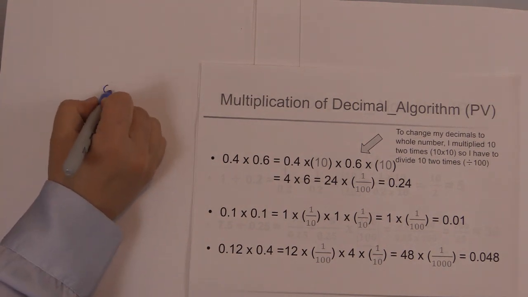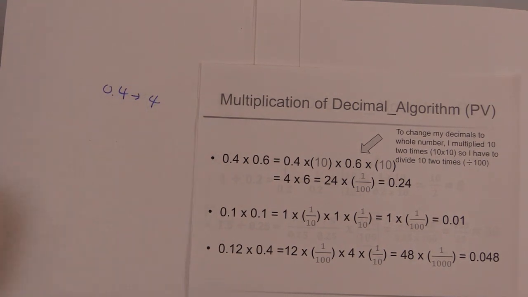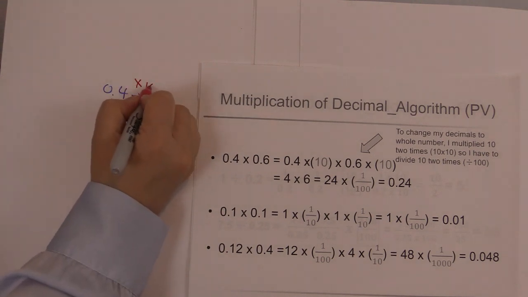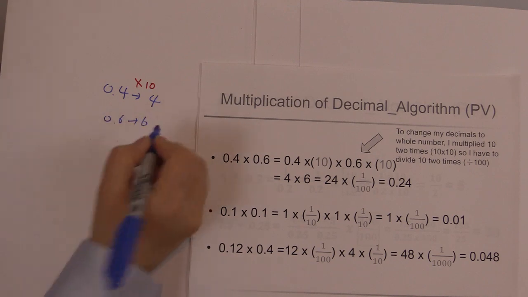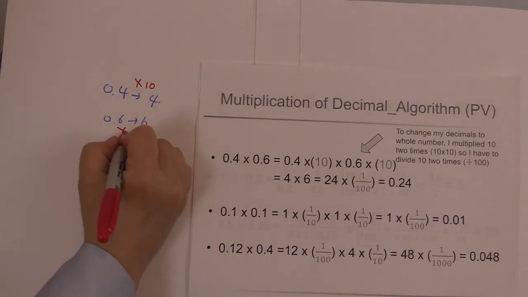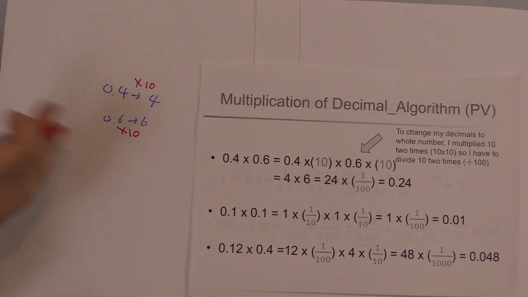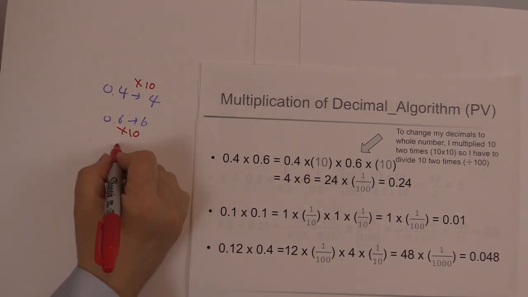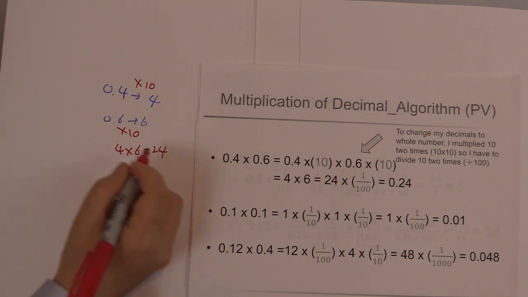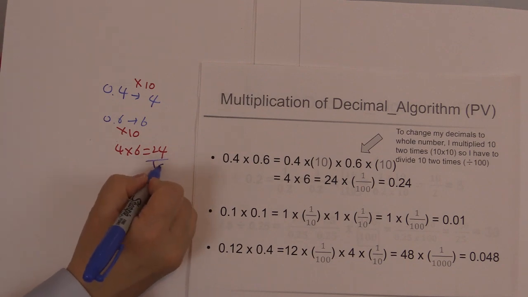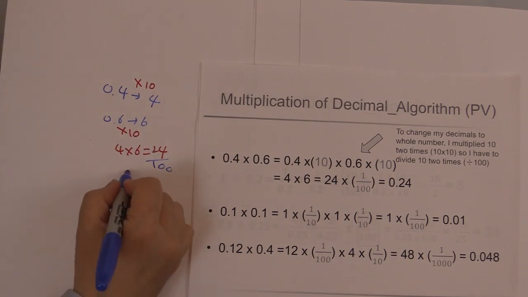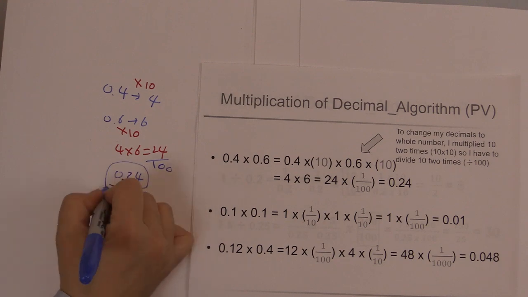So how can you change to that? We multiply a number by 10. We didn't move decimals. I multiply the numbers by 10 and 10. So 4 times 6 is 24, but I multiplied two times, so I have to divide the number by 100. So my answer is 24 hundredths.